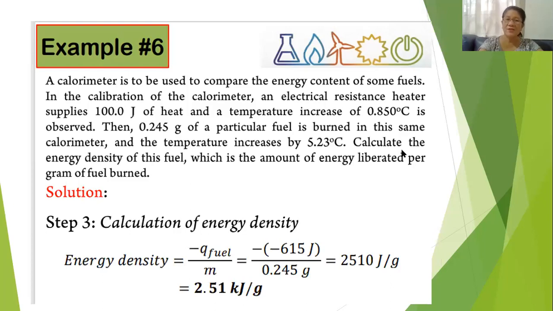And finally, because what is needed is the energy here, calculate the energy density of the fuel. So energy density is equal to the heat over the mass. Okay, so energy density is equal to the heat of the fuel over the mass, but it should be negative. Therefore, you have negative 615 multiplied by negative 1, it's positive. Divide by the mass, which is given, 0.245 grams. Therefore, the energy that is being emitted is equivalent to 2.51 kilojoule per gram. So this is now our final answer for the energy density of the fuel.